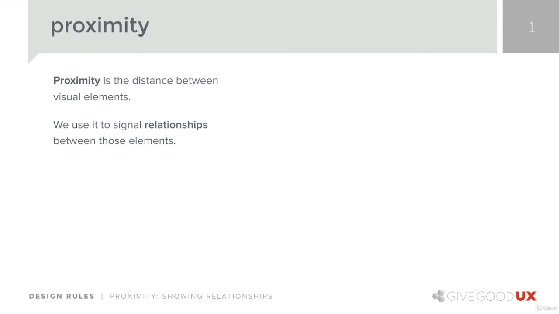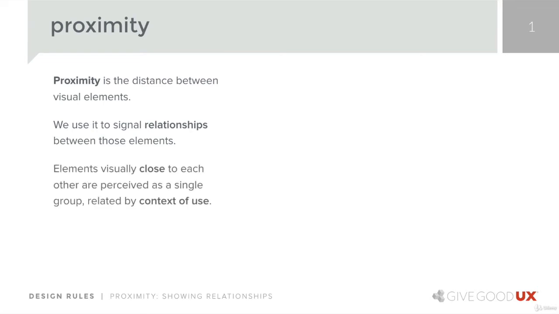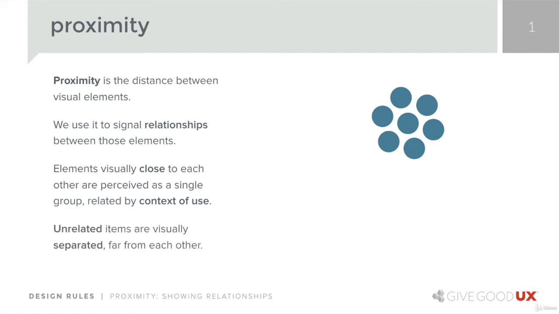Creating relationships, establishing meaning. Elements that are visually close to each other are perceived as a single group. They're related by context of use. So if we see circles that are grouped like this, they're all visually close to each other. The amount of negative space between them is exactly the same. Their proximity to one another, in other words, is exactly the same. Unrelated items, on the other hand, are visually separated. They're far from each other.